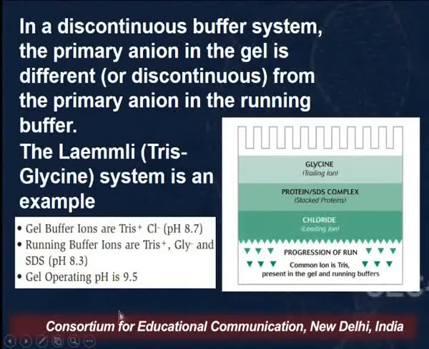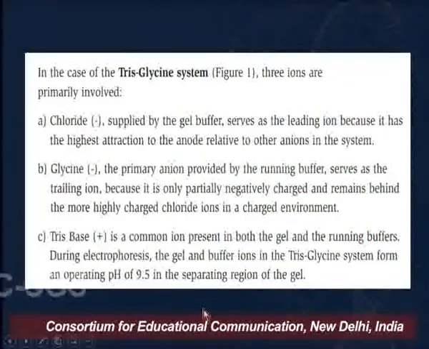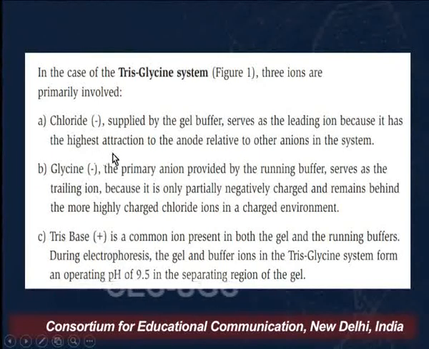As I said, in the gel buffer system three different ions are basically used. One is the chloride ion, which is the leading one. It is supplied by the gel and it is the leading ion. Then there is the glycine ion, which is the trailing ion, which comes later on and trails the protein complex. And then Tris is the common ion both in the running gel as well as in the gel buffer. So this is termed the discontinuous buffer system, and Tris-glycine is an example for the optimal resolution of the proteins that we have loaded.